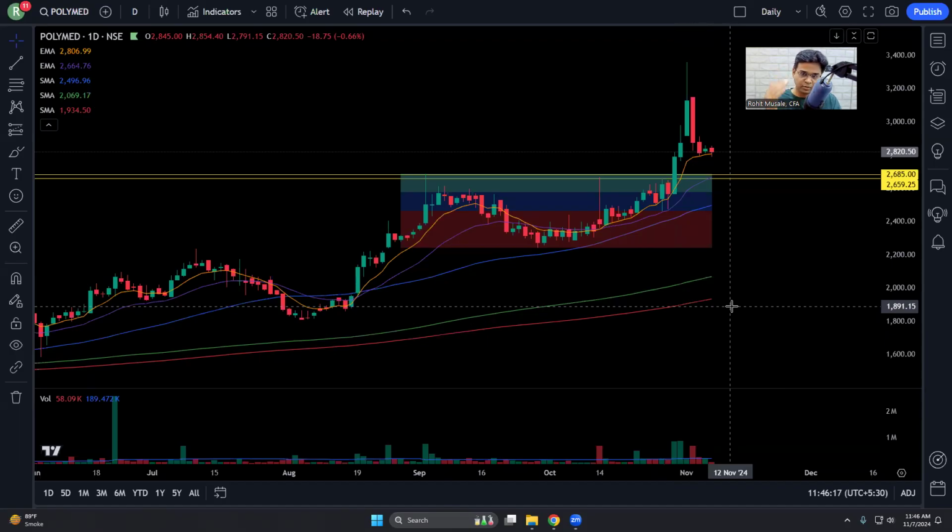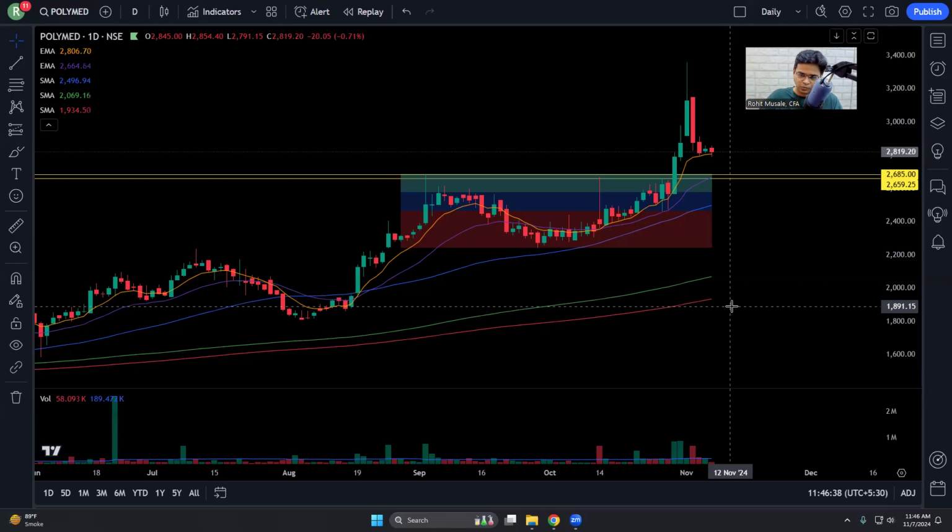And remember the color combination. Preferably keep the same chart layout or format that I am using. Have a black background. Don't have a white background. It is not good for your eyes. Have a black background and preferably use these colors so that when you watch my video, the same thing you can understand on your own chart.